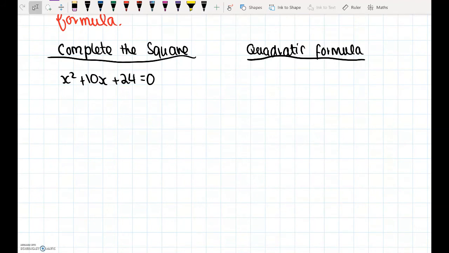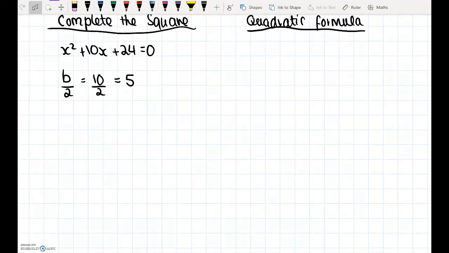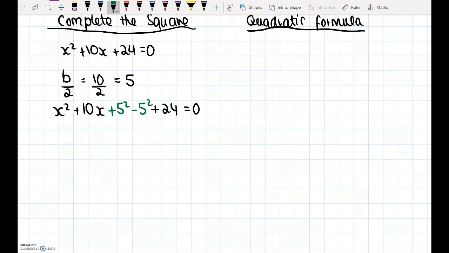Now, you should remember with completing the square that we want, obviously, a square. So the first thing I've always told you to do is look at what b divided by 2 is equal to. So your b term here is 10, so 10 over 2, and 10 divided by 2 is 5. Okay, so we have x squared plus 10x, and as I said, we move the plus 24 out of the way. Then what we are going to do is add 5 squared and minus 5 squared, with a net change, an overall change of 0.